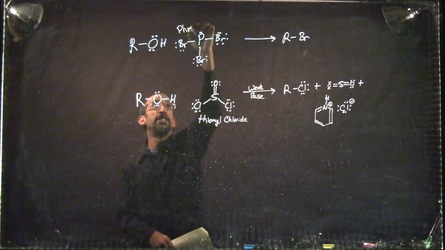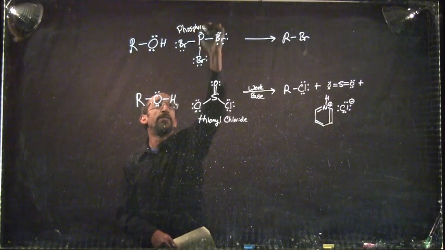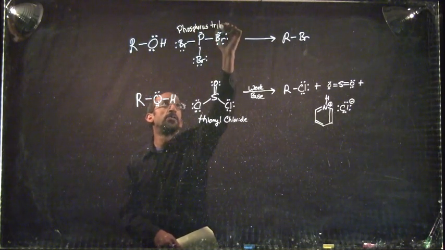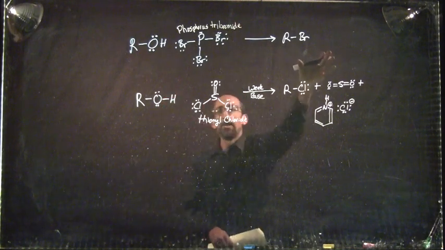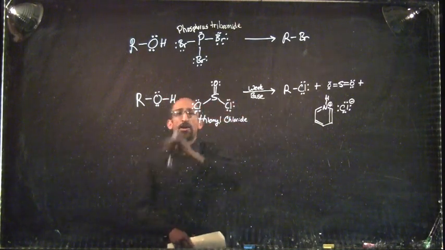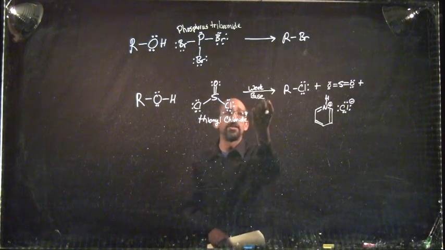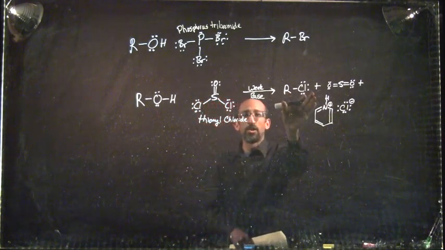So again, this reagent is phosphorus tribromide, and that gives us an alkyl bromide. We can take our alcohols, treat them with thionyl chloride in the presence of weak base to generate alkyl chlorides.